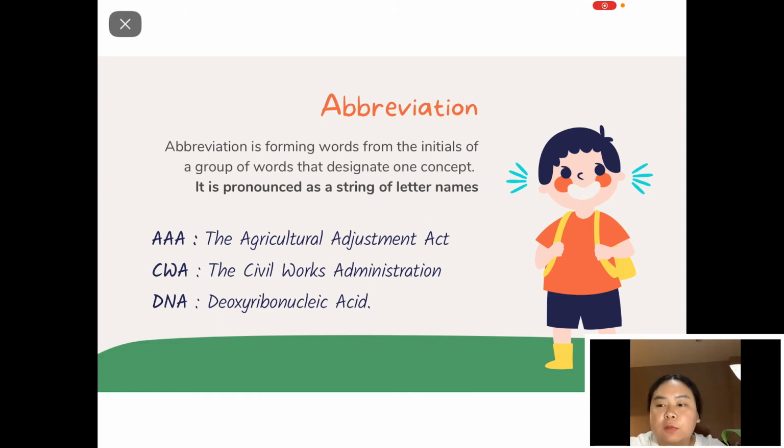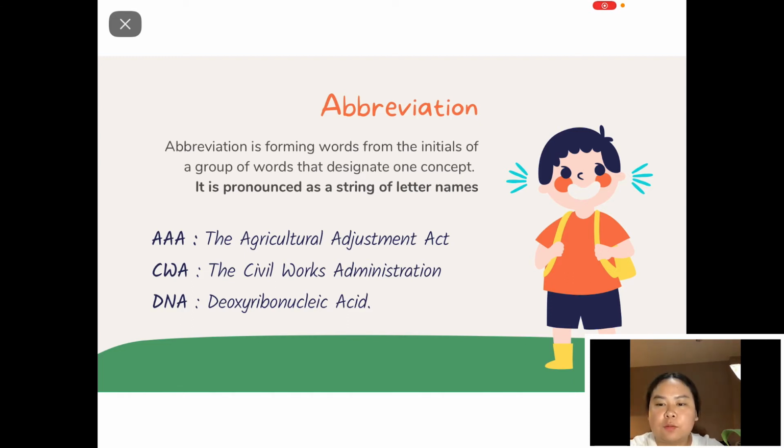Abbreviation. Abbreviation is forming words from the initials of a group of words that designate one concept. It is pronounced as a string of letter names, or you can say that it's the way of shortening a phrase or word that is being referenced by literally shortening the word but not creating a new one.